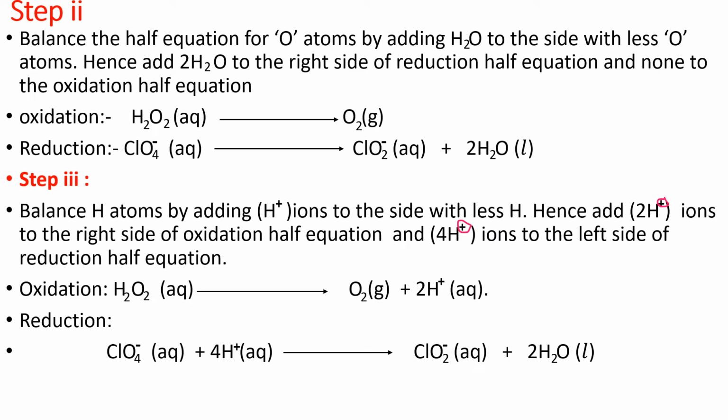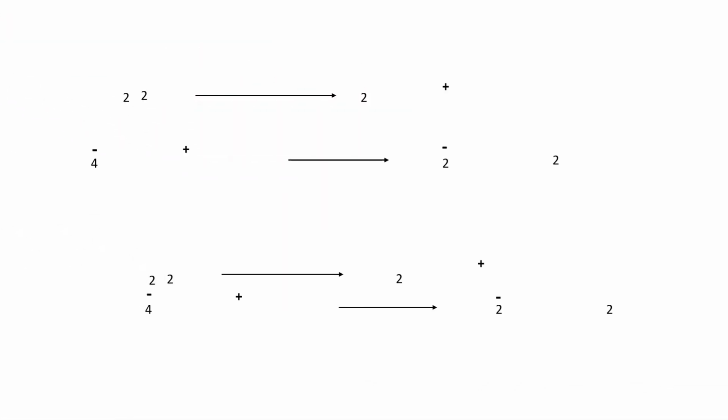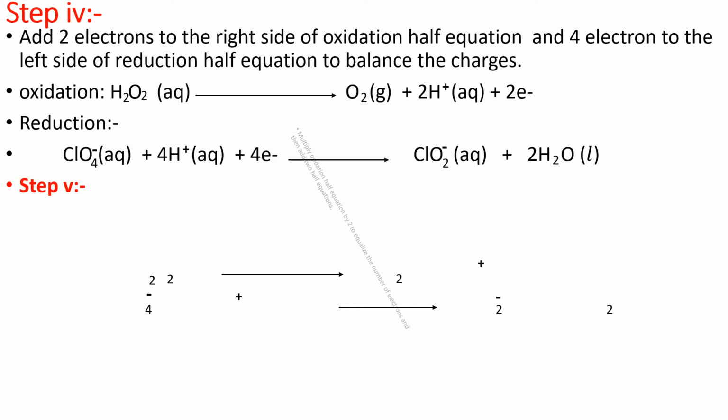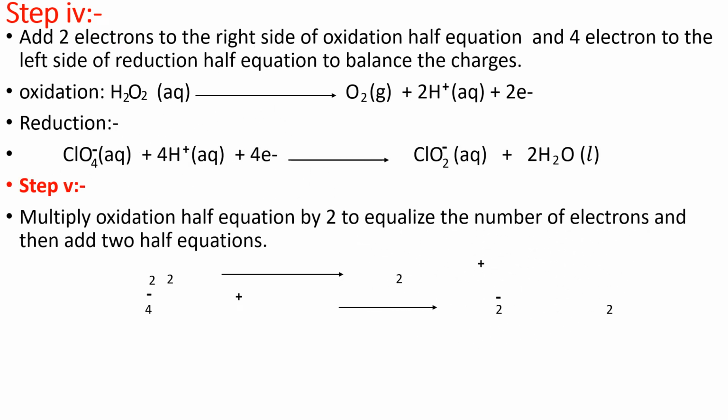Okay, next step. Step number 4: add 2 electrons to the right side of the oxidation half equation and 4 electrons to the reduction half equation to balance the charges. Then write again: H2O2 gives O2 plus 2 H+ plus 2 electrons. And the reduction half equation is ClO4- plus 4 H+ plus 4 electrons gives ClO2- plus twice H2O.